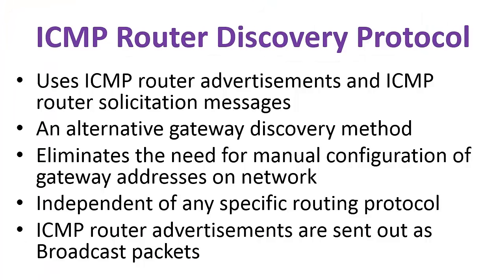IRDP allows hosts to locate routers that can be used as a gateway to reach IP-based devices on other networks. When the device running IRDP operates as a router, router discovery packets are generated. When the device running IRDP operates as a host, router discovery packets are received. IRDP uses ICMP router advertisements and ICMP router solicitation messages to work effectively, and it eliminates the need for manual configuration of gateway addresses on the network.